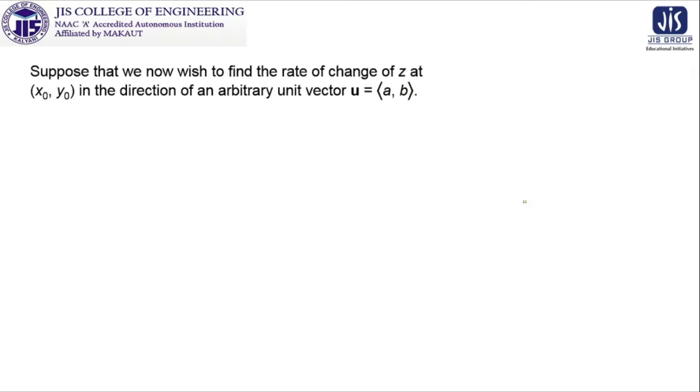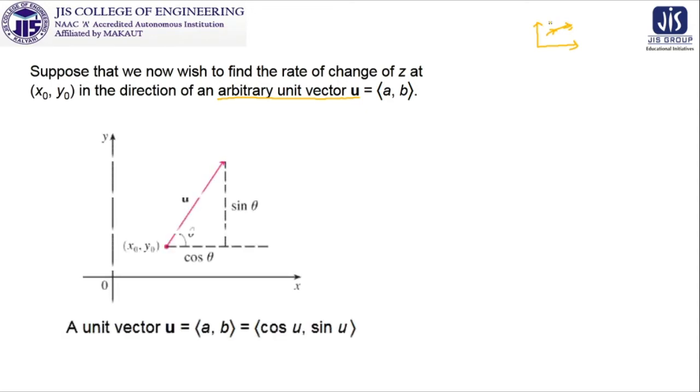But the question comes, if we want to find out the rate of change of z at x0, y0 in the direction of an arbitrary unit vector, this is the general question which we have on our mind in the discussion of today's topic. That is, instead of only the specified x and y direction, if we have a particular direction and one unit vector in that direction, and we want to find out the change of the given function in this direction, then what is the process?